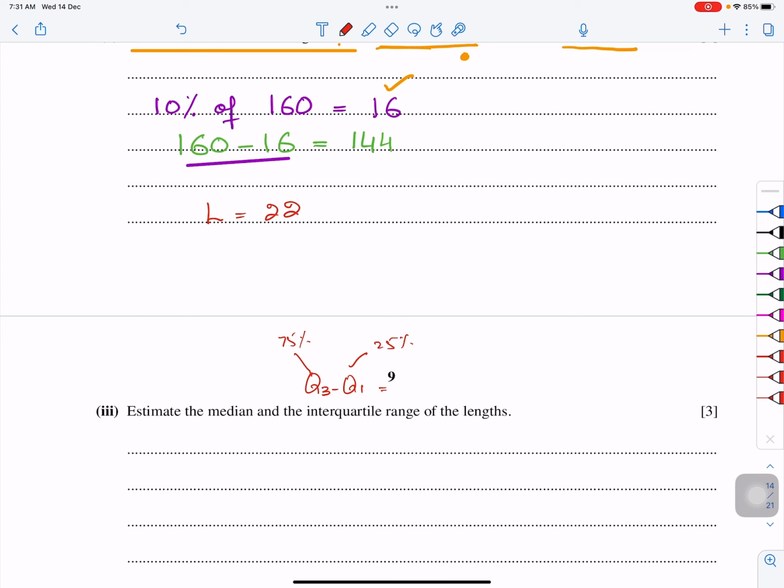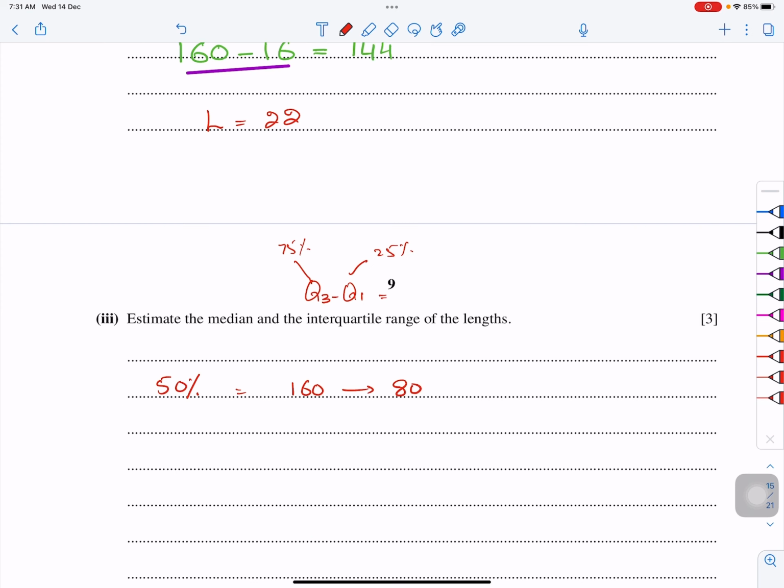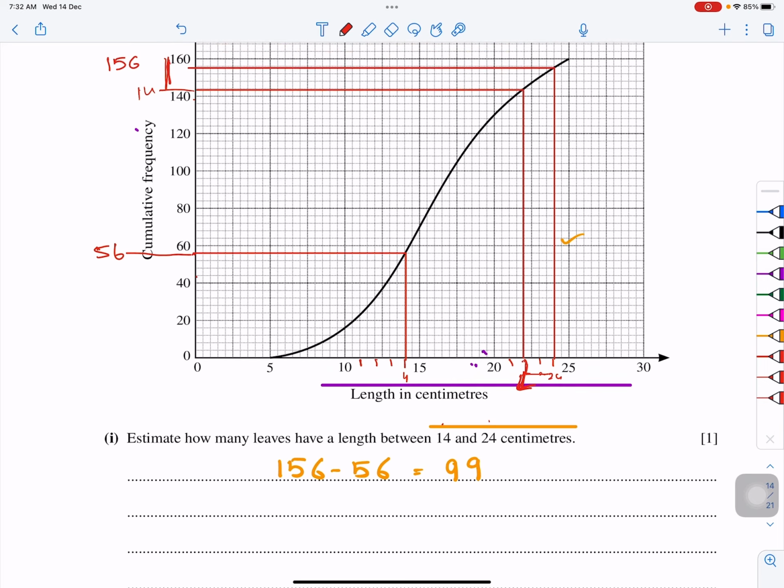Let's do it here. Median is actually 50%. Okay, so 50% of 160 leaves is 80. So we will check at 80 the length, and what is 25% of 160 and what is 75% of 160. So 25% of 160 will be 40, and 75% of 160 will be what? 120. So we will see the values at these leaves. Okay, so let's check median first.